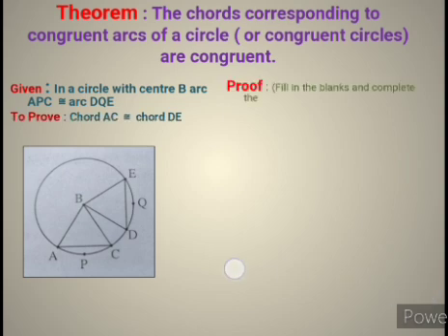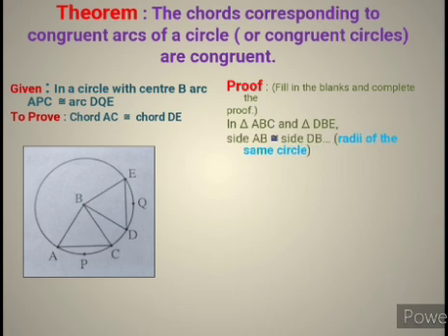In this proof, we have to fill in the blanks and complete the theorem. This filling-the-blanks activity will come in your exam, so study it very carefully. In the figure, we see two triangles formed: triangle ABC and triangle DBE.